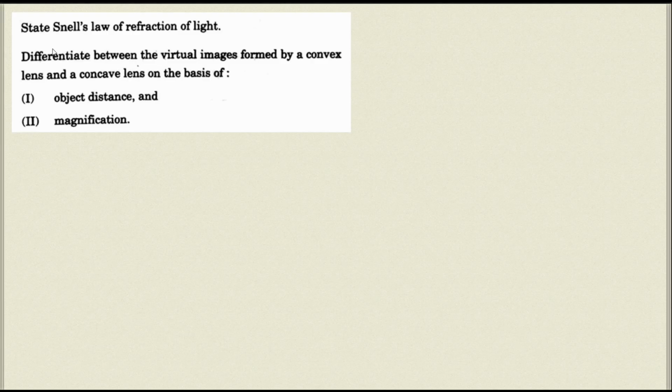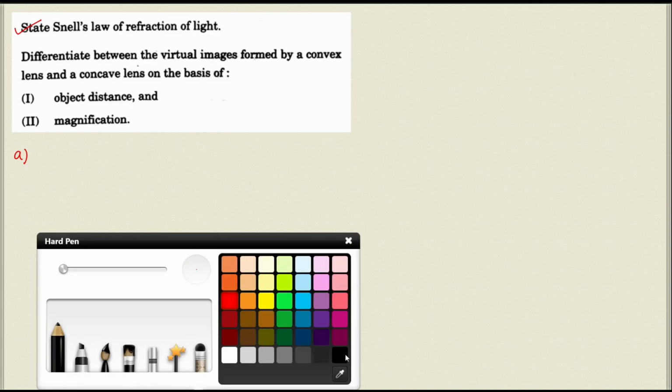Next question. State Snell's law of refraction of light. Differentiate between the virtual images formed by a convex lens and a concave lens on the basis of object distance and magnification. So we'll answer the first part of the question. The first part of the question is to state Snell's law. Now, Snell's law of refraction is basically the second law of refraction. What does that say? Snell's law states that, this is a direct question from your textbook.